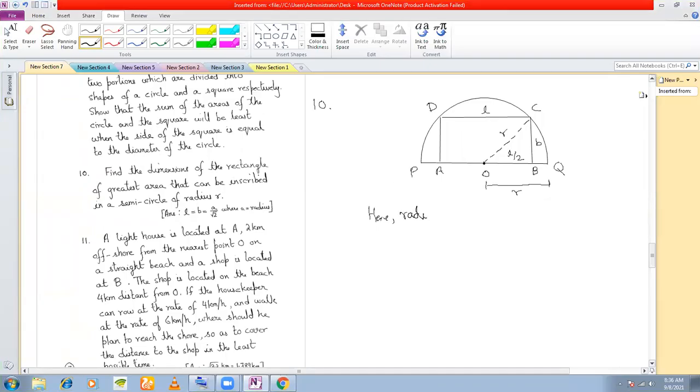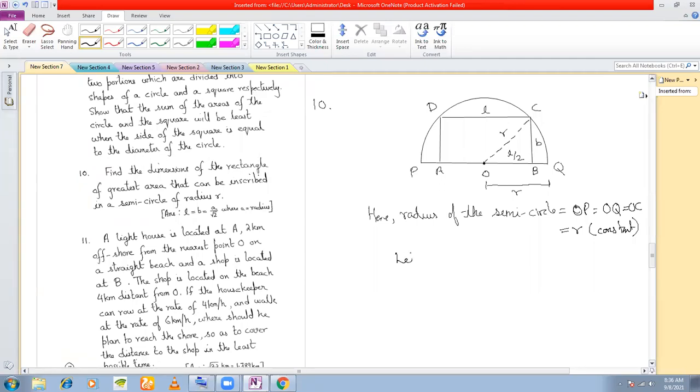Here the radius of the semicircle is OA, OP, sorry, is OP, or you can also say OQ, or you can also say OC, is equal to R. Okay, and this is given to you. Radius is given to you. That means R is constant. Okay, now you need to find the dimensions of the rectangle.